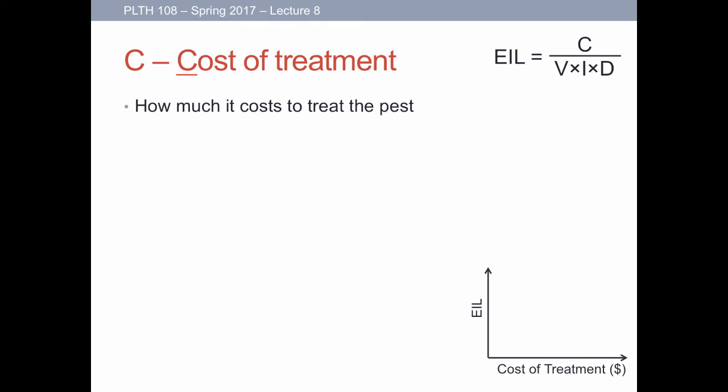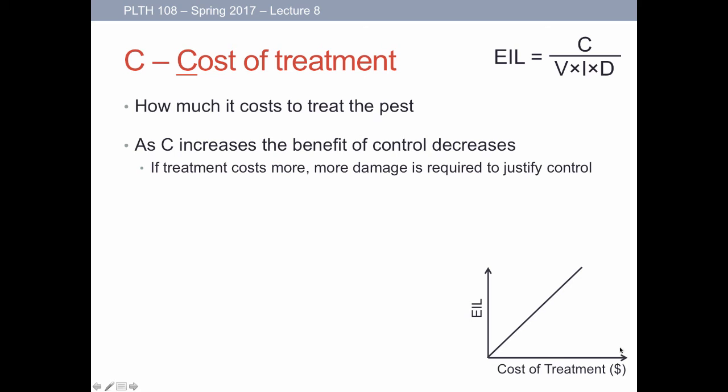So given this equation, if the cost of control goes up, which direction do we expect the economic injury level to go? Do we expect it to go up or down? Down. Right. Well, hold on. No, it'd go up. Yeah. You're sacrificing your crop for the cost. Right, exactly. So it'll actually go up. Right? So as the cost of the treatment goes up, the economic injury level goes up. Remember, the economic injury level is the number of pests that we're willing to tolerate on the plant.